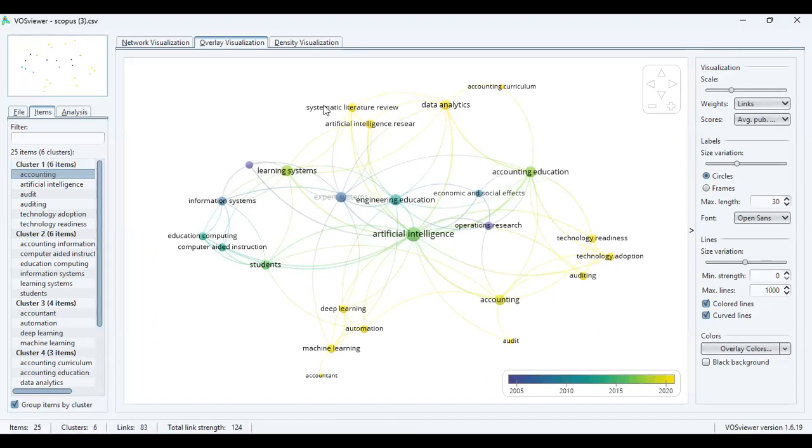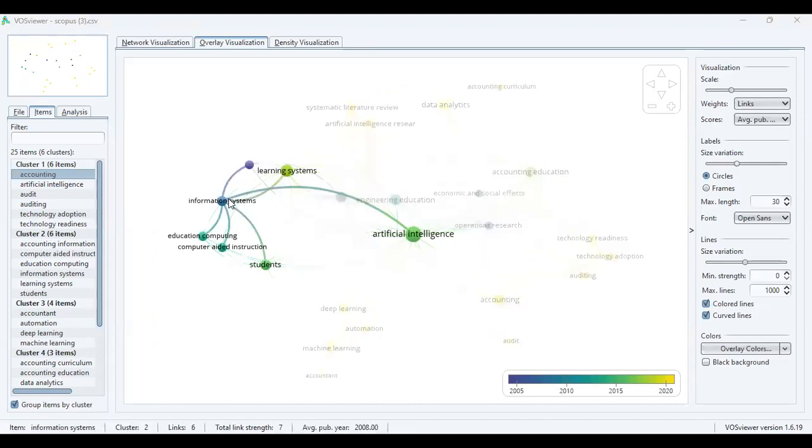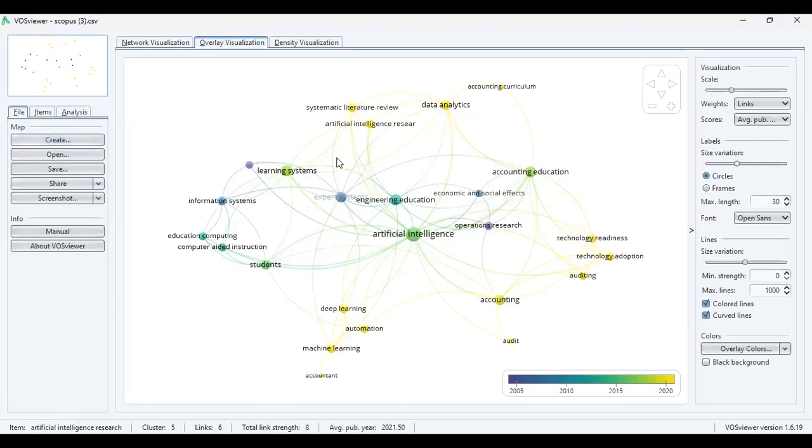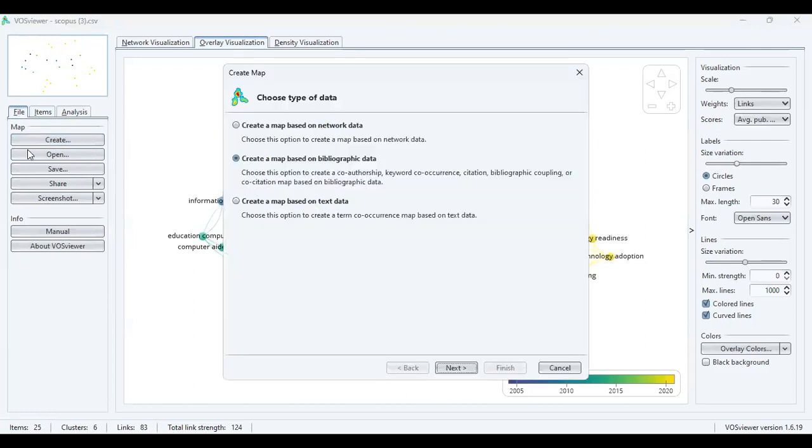Right. So on this different screen, what you do is you just search for VOSViewer online, and VOSViewer is free, and it gives you instructions on how to actually install it. When you install it, you will get to this section. It will be blank. When it's blank, you come here and say create. When you click on create, you can see this screen. That's what comes out.